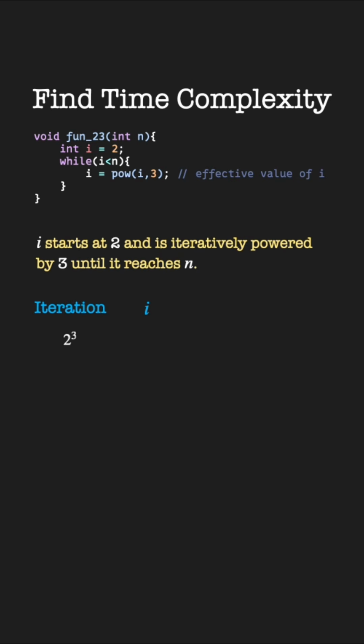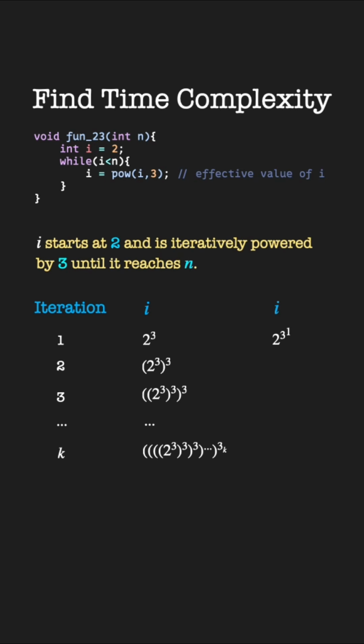For iteration 1, variable i gets updated to 2 to the power of 3. For iteration 2, variable i gets updated to 2 to the power of 3, up to the power of 3. We repeat this until the last k iteration. We can simplify the values of variable i at each iteration.